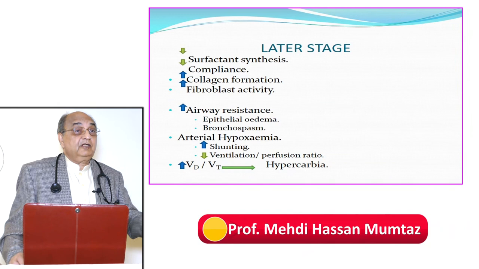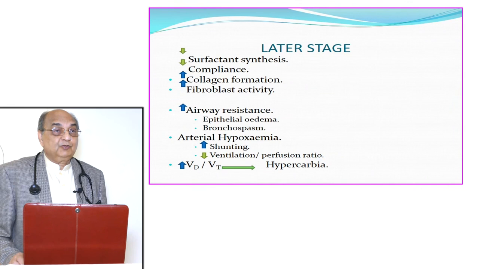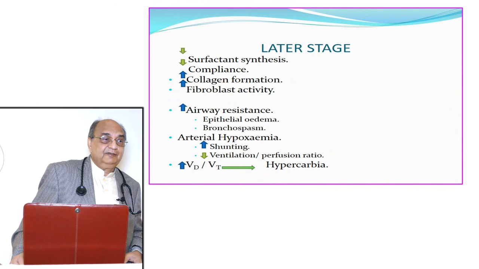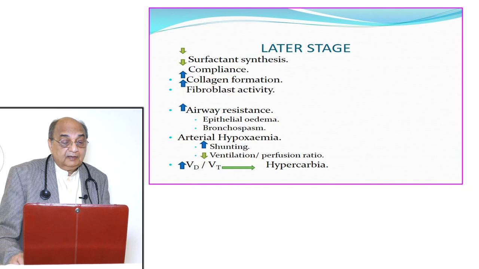According to the Hagen-Poiseuille law, flow is directly proportional to the fourth power of the radius. So if you reduce the radius by 2, it will reduce the flow by 1 over 16. If you increase the radius by 2 times, it will increase the flow 16 times. So that is the Hagen-Poiseuille law which applies here. Then there will be arterial hypoxemia consequently.